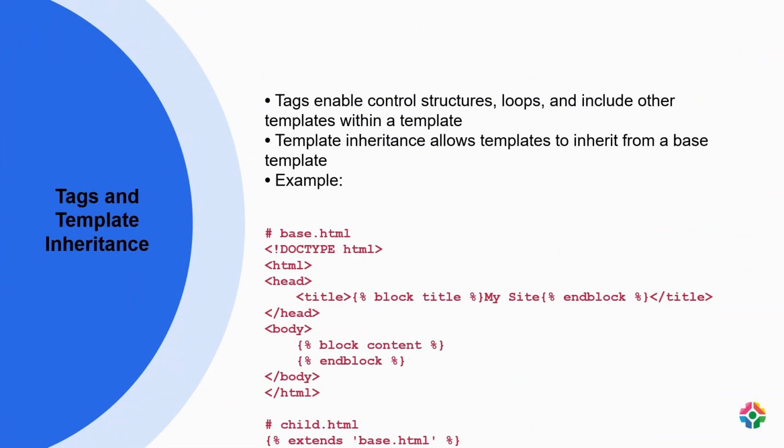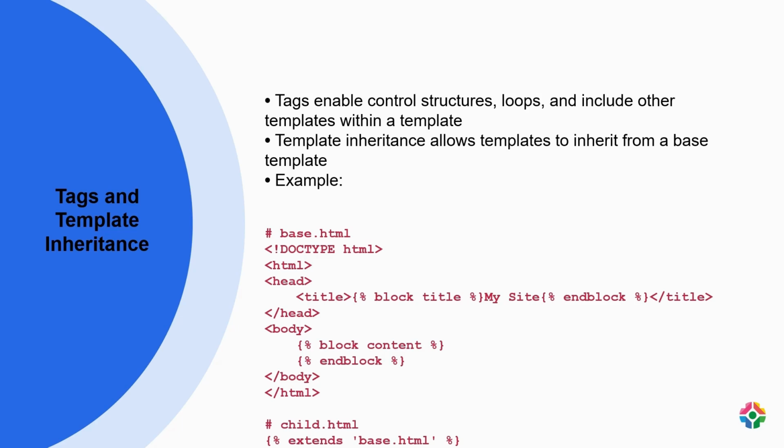Tags in template engines enable the execution of control structures and loops, along with the inclusion of other templates within a parent template. On the other hand, template inheritance allows child templates to inherit from a base template, enabling consistency and reusability across multiple pages.